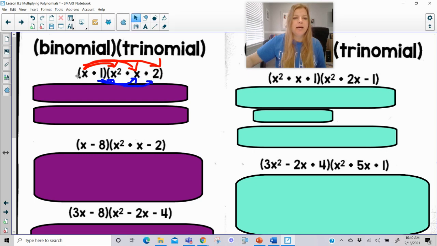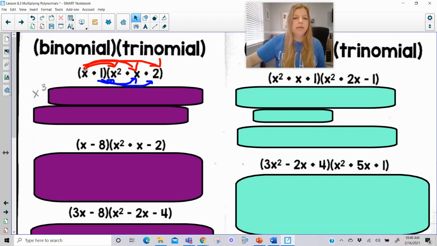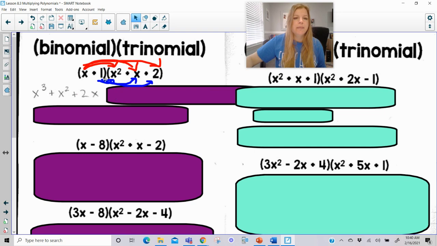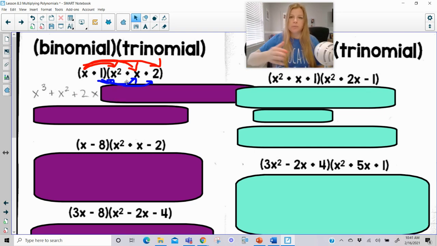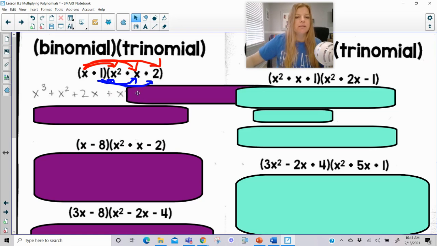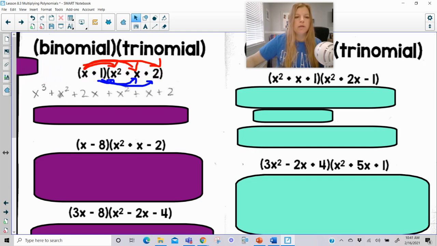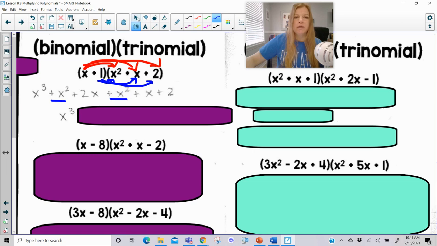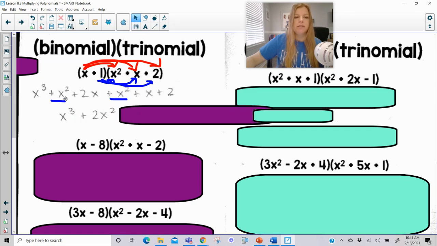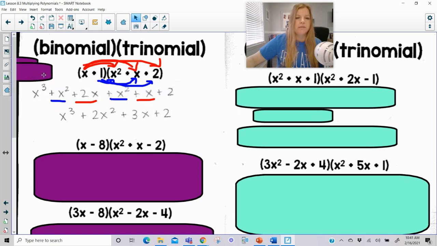So ready, if I start distributing my x times x squared is x cubed. x times x is x squared. x times 2 is 2x. Now I distribute my 1, and distributing the 1 is really easy because 1 times anything is itself. So then this becomes x squared, x, and then 2. And then remember, we combine our like terms in greatest to least order. So x cubed is first by itself. x squared plus x squared is going to give us 2x squared, right? So if I have 1x squared and another x squared, altogether I have 2x squareds. 2x plus x would give us 3x, and then the 2 is just simply at the end.